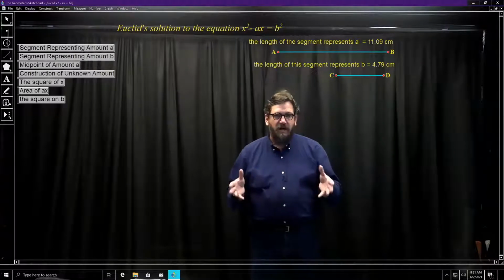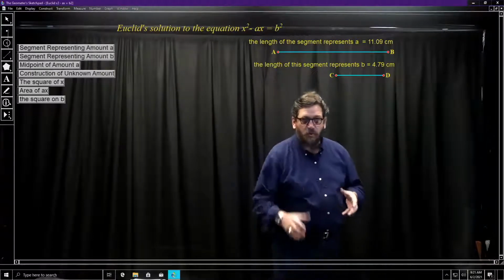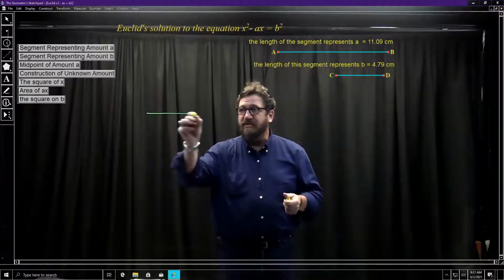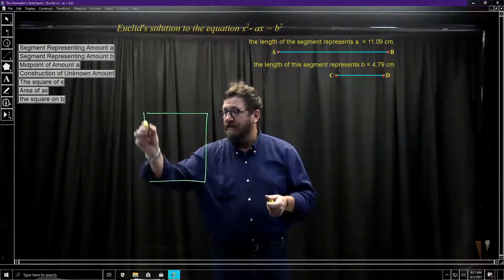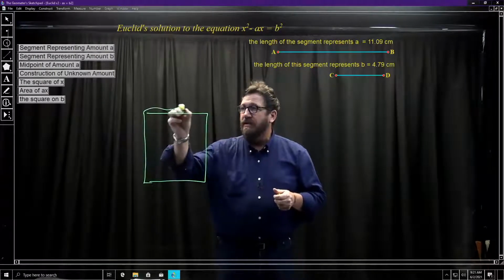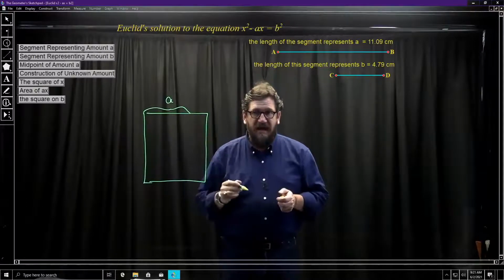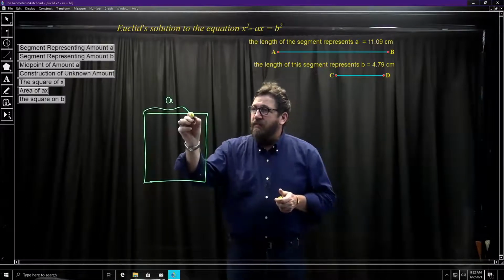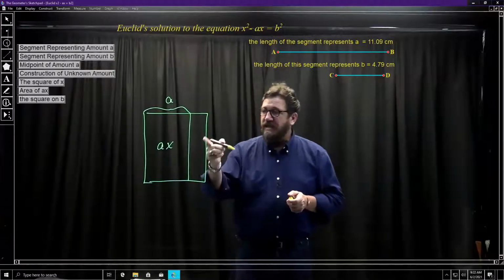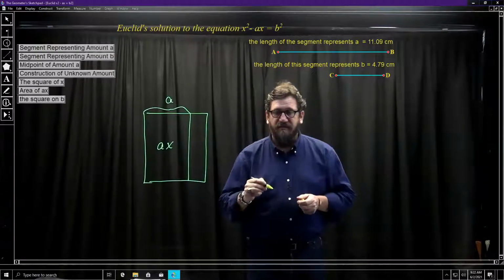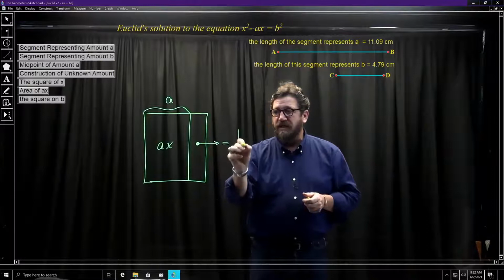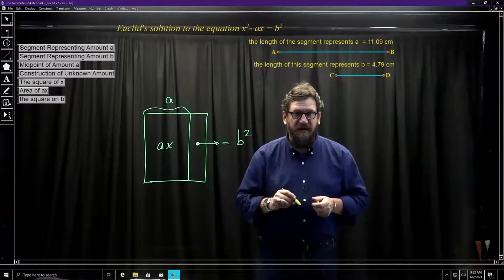We're looking for an unknown number that I can create a square out of. So I'm not going to have any idea how big this square is. The only thing I know is that on this square, I'm going to mark off a distance a. That way, when I cut off this rectangle, a by x, it's going to leave me a rectangle. And this rectangle must be equal to a square of known size.